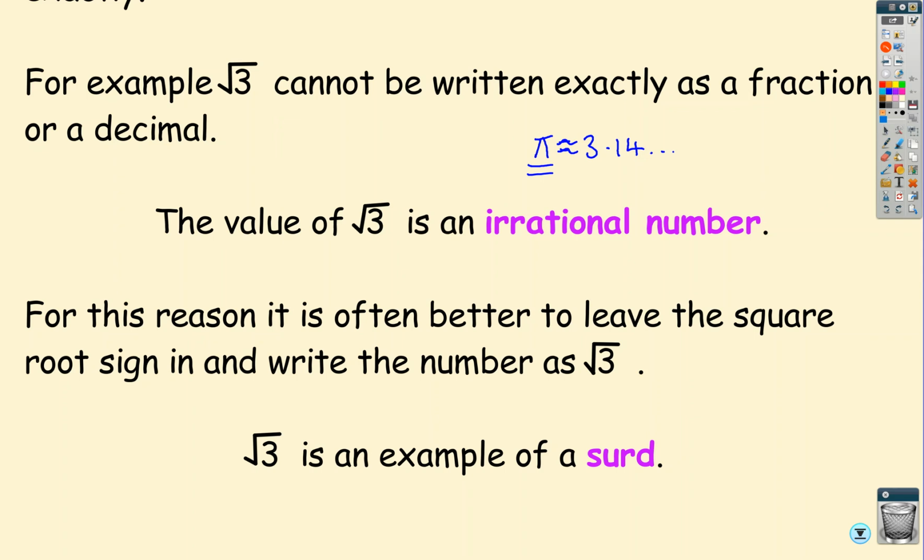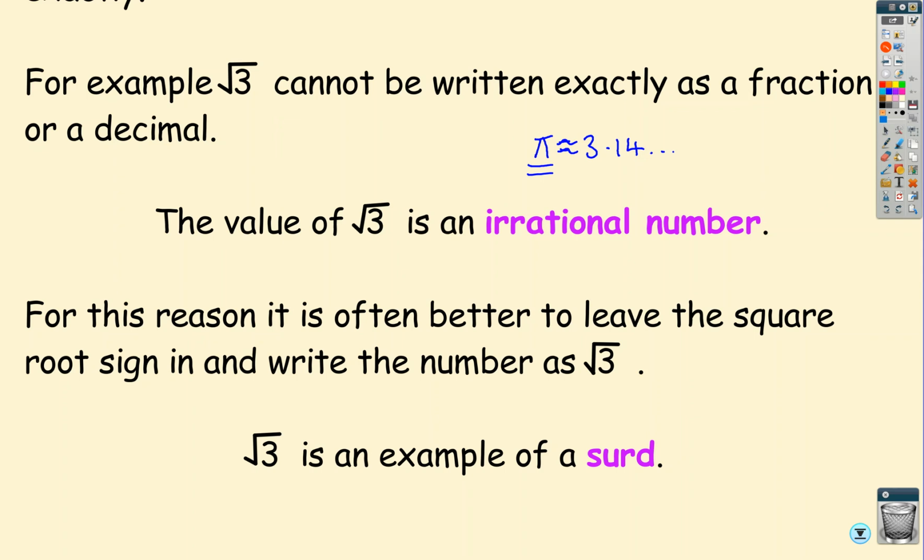So if you're an engineer, for instance, designing some system, then you might not want numerical errors creeping in. So you might prefer to work with the square root of 3 rather than the approximation for the square root of 3, you see.